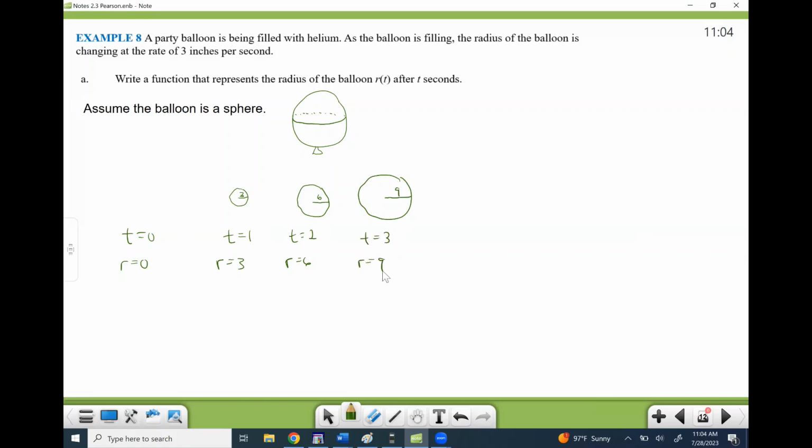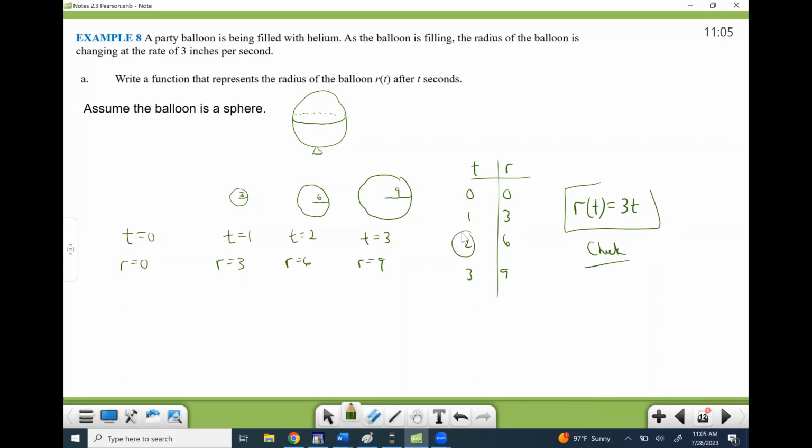And maybe this is enough for you to start to see what the function needs to be. If I were to put this into a t chart, we're saying when it's 0, it's 0. When it's 1, it's 3. When it's 2, it's 6. And when it's 3, it's 9. And maybe you can just see that's what's happening every time: we're multiplying by 3, multiplying by 3, multiplying by 3, multiplying by 3. So that's the reason why the function r of t, the radius in terms of t, will just be 3 times t.